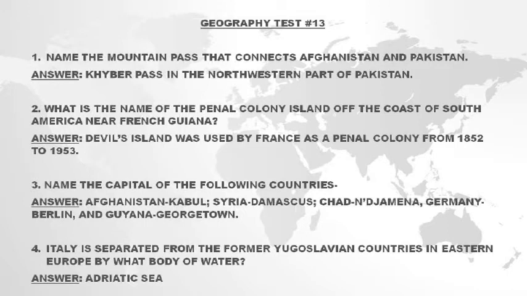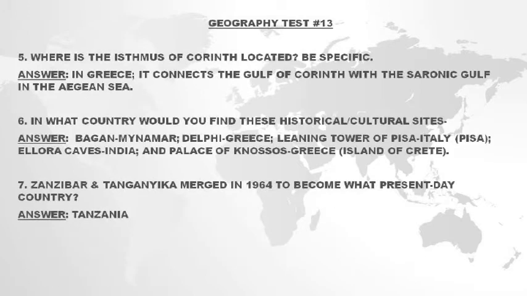Question 4. Italy is separated from the former Yugoslavian countries in Eastern Europe by what body of water? And the answer is the Adriatic Sea. Question 5. Where is the Isthmus of Corinth located? The answer is in Greece. It connects the Gulf of Corinth with the Saronic Gulf in the Aegean Sea.